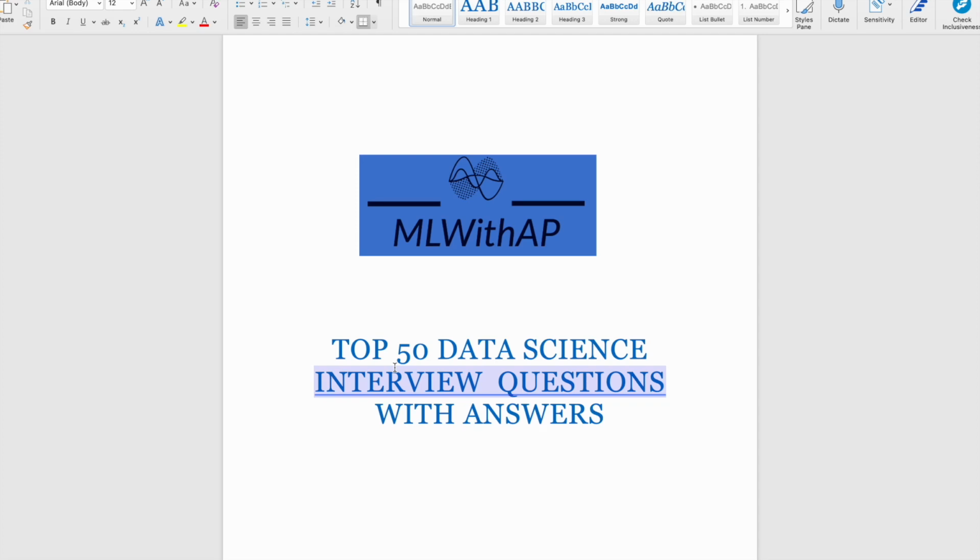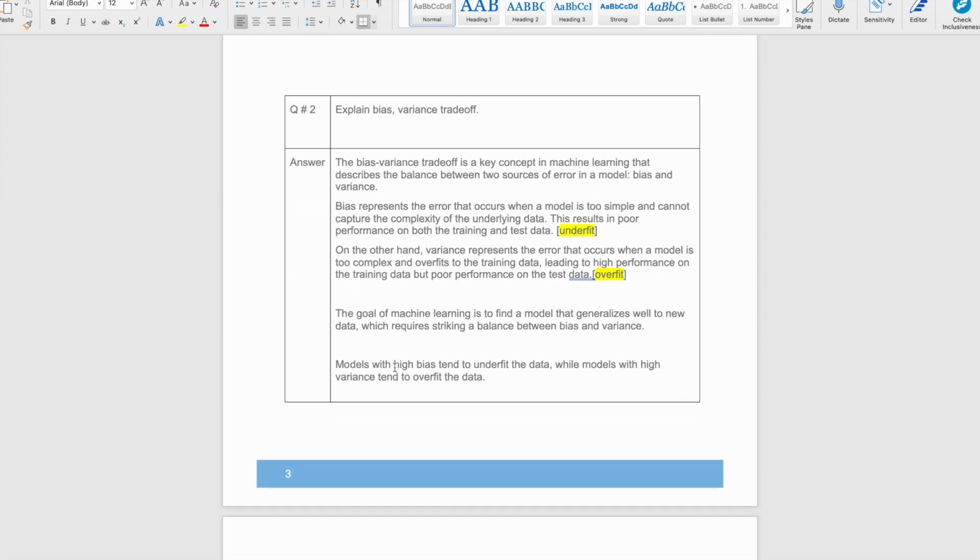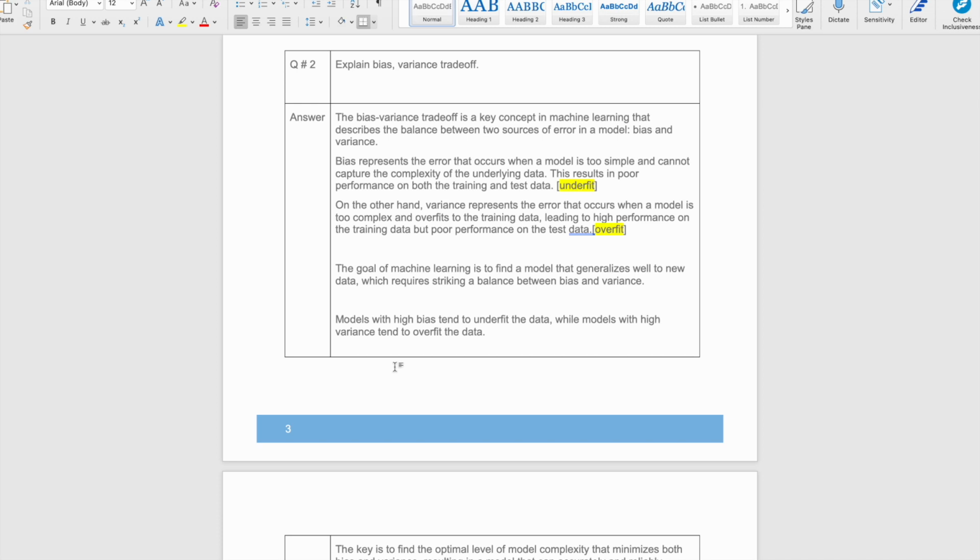Now let's see the next question. What is my next question over here? My next question is: explain bias variance trade-off. This is also a very good fundamental question which you can expect in the interview. So what is bias, what is variance, and what is this trade-off?